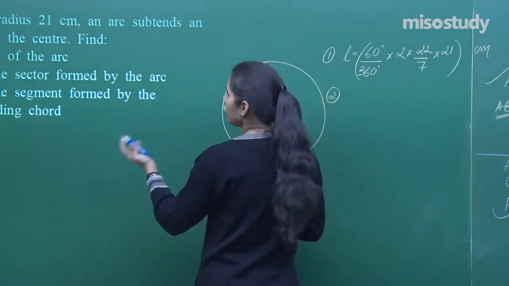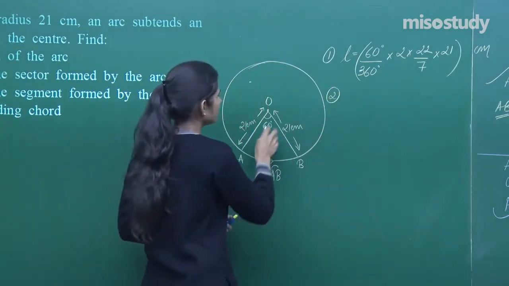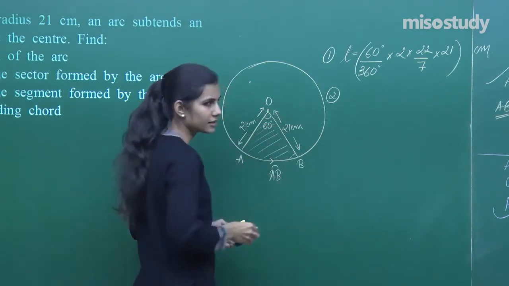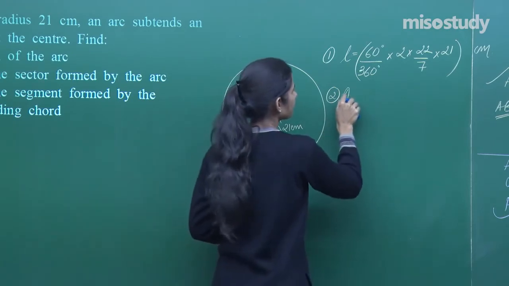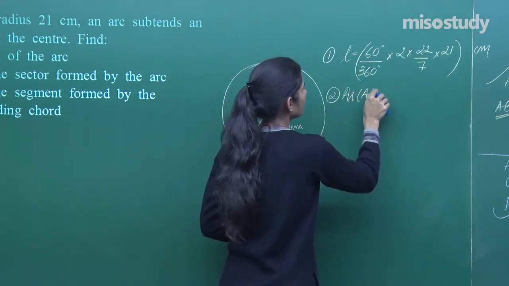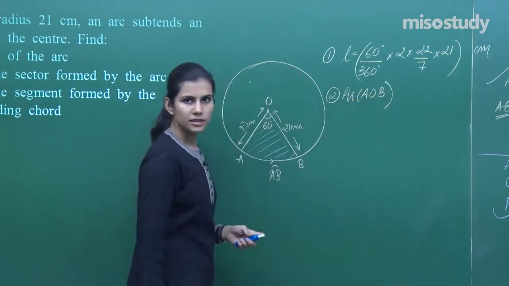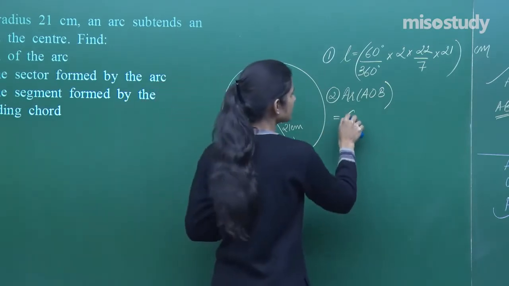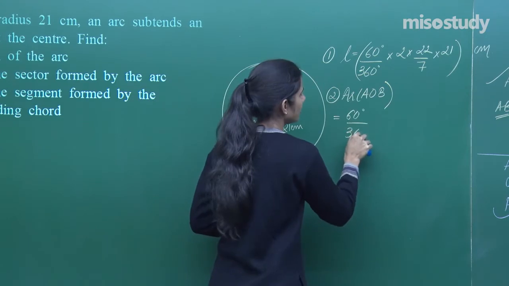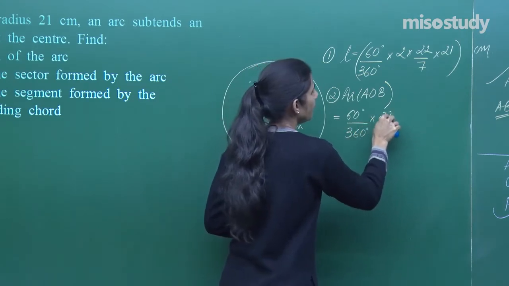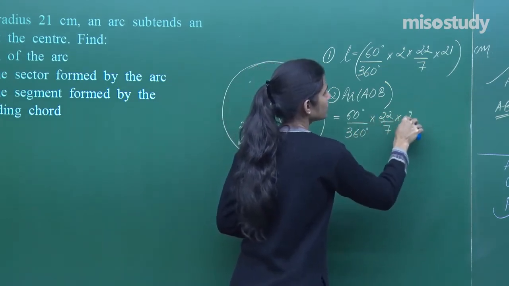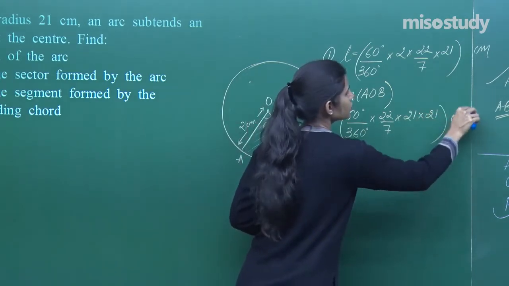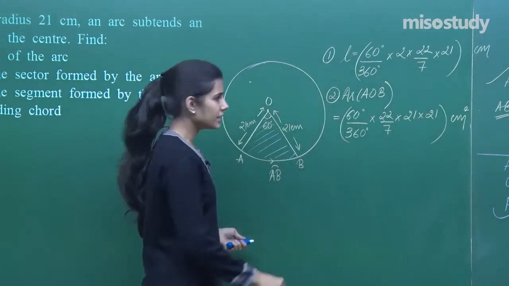Second, it says area of the sector formed by the arc. This is the area of the sector formed by the arc. What is the area? Area of AOB sector will be equal to theta by 360 into pi r square. Theta is 60 by 360 into pi into r square. This much centimeters square is the area of the sector AOB.